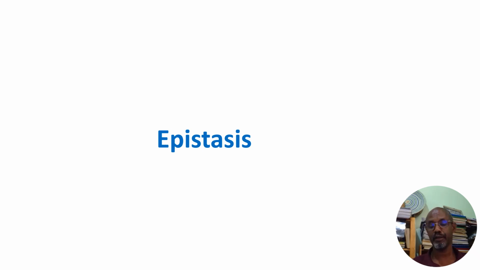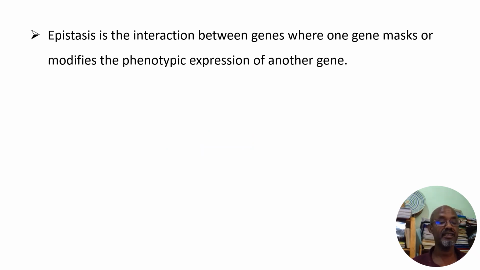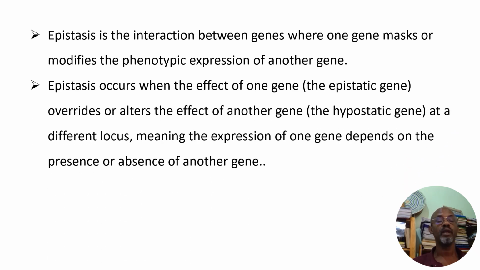The other aspect of NeoMendelian genetics is epistasis. Epistasis is the interaction between genes, where one gene masks or modifies the phenotypic expression of another gene. These different genes could be located on the same chromosome or different chromosomes. Epistasis is also studied after Gregor Mendel. It's part of NeoMendelian genetics, of course. Epistasis occurs when the effect of one gene, the epistatic gene, overrides or alters the effect of another gene, the hypostatic gene, at a different locus. Meaning the expression of one gene depends on the presence or absence of another gene in this case.